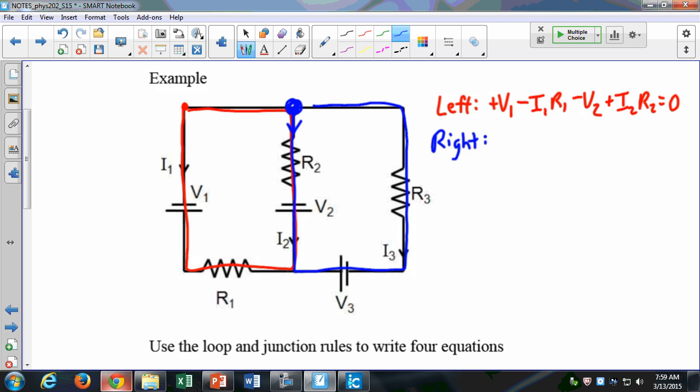So that first element is going to have a drop in potential, negative I2 R2, plus V2, just like we had before, and then add in V3 and I3R3.